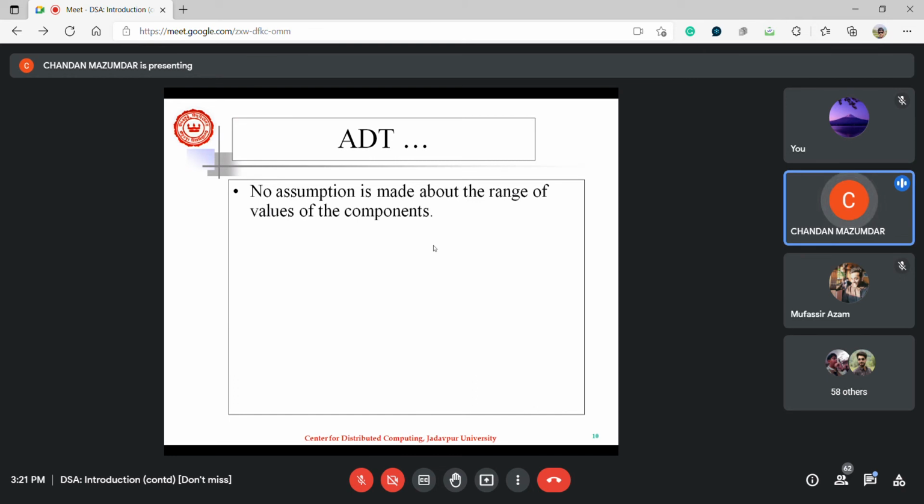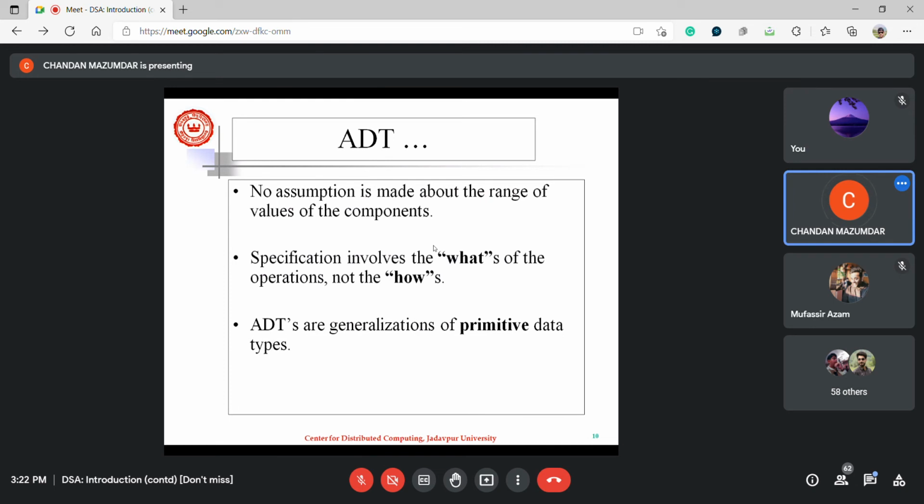Or if I say it is an array, then we are not saying it can have say 64,000 elements. We do not say like that. An array is a finite sequence, that's all we say. But what that finite size is, or what the maximum value of that finite size is, we are not saying in the ADT phase. So no range of values is given. And as I have already told you, specification involves the whats of the operations and not how. What the operation will be, but not how it is done. The how part is actually explained in the design phase.